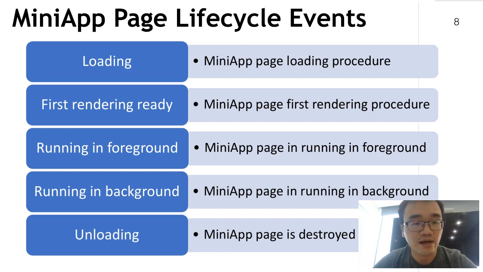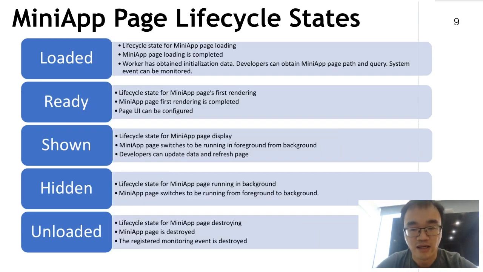And the third event is running in the foreground. It means the MiniApp page is running in the foreground. And the fourth one is the MiniApp page running in the background. And the last one is the event of unloading. It means that the MiniApp page is destroyed. So accordingly, based on the MiniApp page lifecycle events, slide 9 lists the 5 MiniApp page lifecycle states.